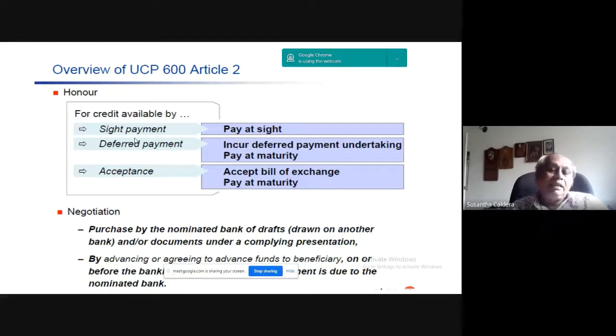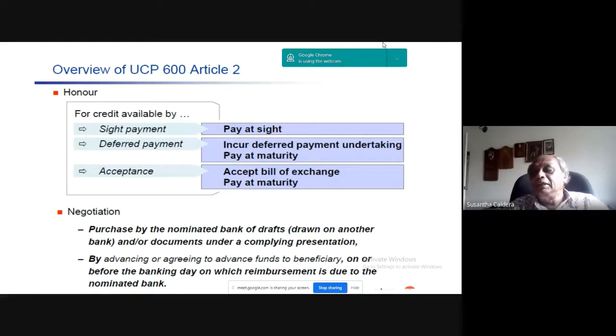Right? Or by advancing or agreeing to advance funds to the beneficiary, one banking day before the day on which reimbursement is due to the nominated bank. Right? By advancing or agreeing.